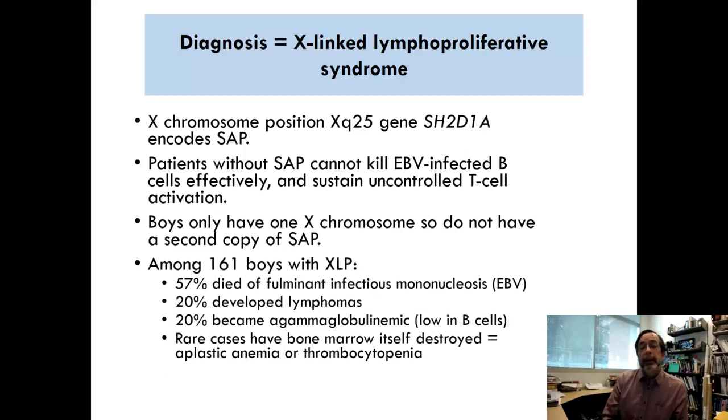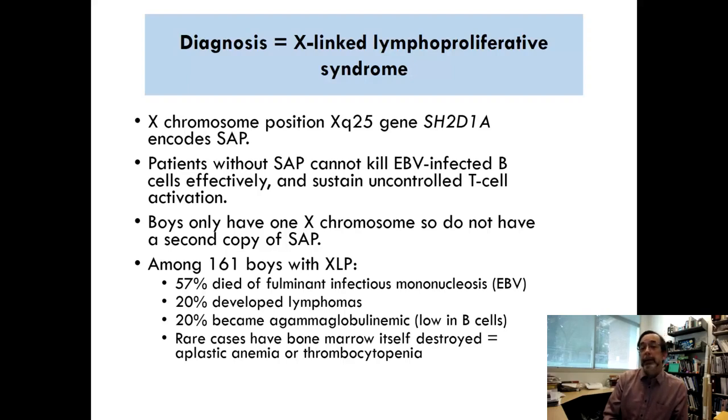So in a clinical study of 161 boys that had XLP, 57% died of fulminant infectious mononucleosis, which is the disease caused by EBV. EBV particularly goes after this signaling pathway, and therefore it shows when you have a problem with your genes. This one particular gene missing tends to go with EBV because of its infection of B cells. Of the survivors, about half developed lymphomas, and the other half became agammaglobulinemic, which means low in B cells. Think about why these terms make sense if you know the immunology.